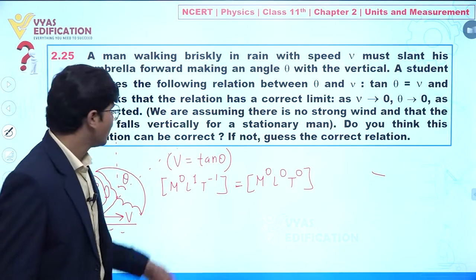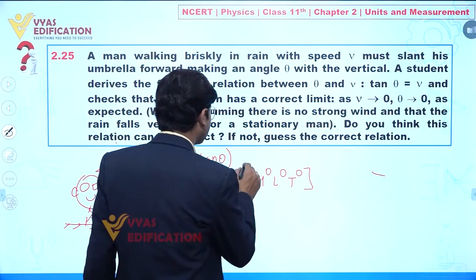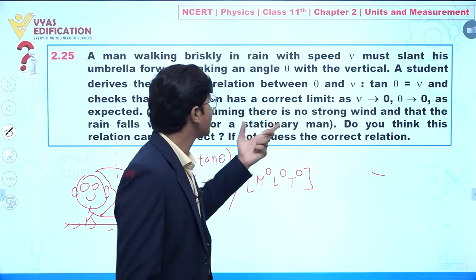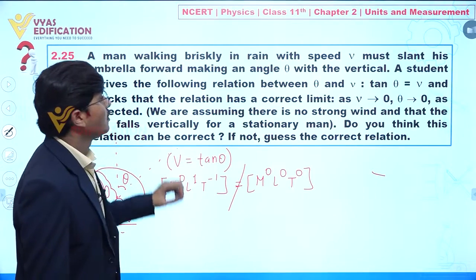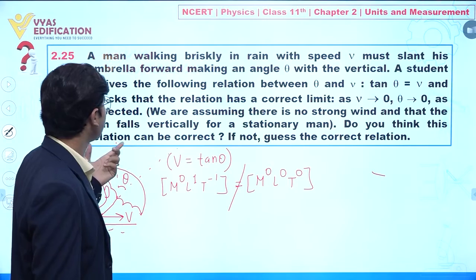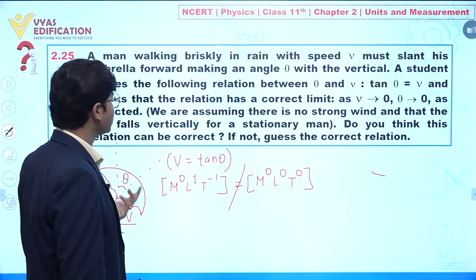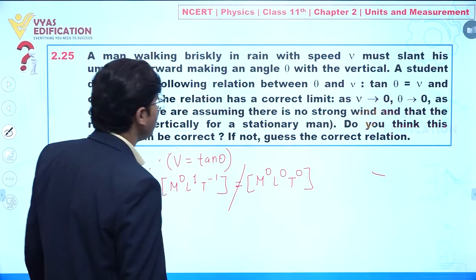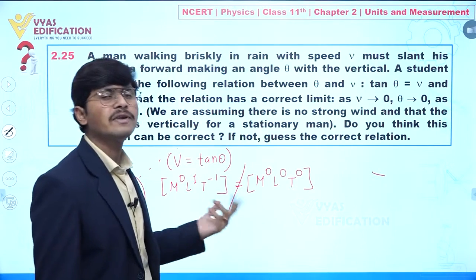It means we can say left hand side and right hand side dimensions are not same, or we can say dimensional formula is not same. It means the student derived this relation tan theta equal to v, this is wrong, clear. So now we are assuming that there is no strong wind and that the rain falls vertically for a stationary man, okay fine. Do you think this relation can be correct? No, this relation is not correct, number one thing. Second, if this relation is not correct, can we correct this relation? Yes. How can we correct it?